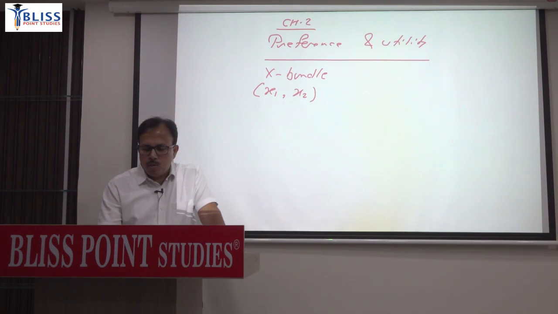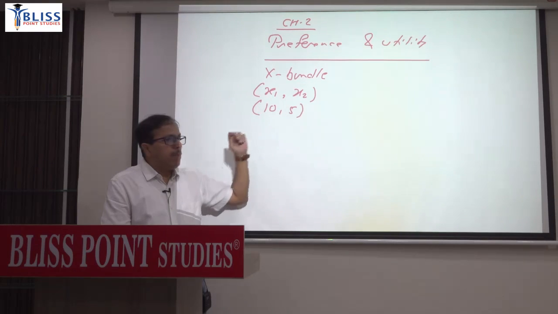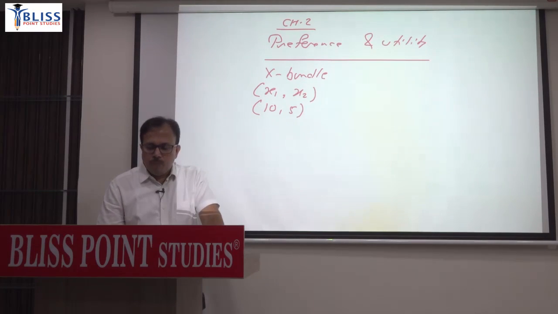For example, suppose I said 10 unit of good 1, 5 unit of good 2. This is your X bundle. See, you can say 10 kg of rice and 5 kg of wheat, or 10 apple and 5 banana, whatever be the example. You are comparing that X bundle with the Y bundle.